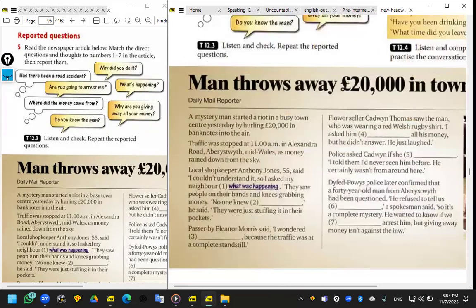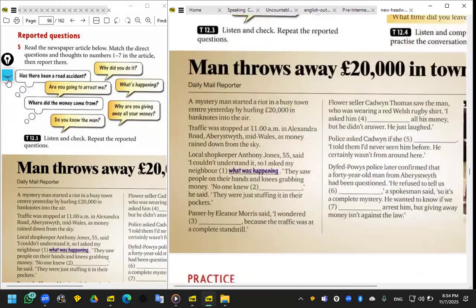Yes. And I'm going to give you 1 minute to read and try now to match the thoughts and the questions to numbers 1 to 7. So these are the numbers, guys. This is 3, this is 7. Okay. So you have to match them. But absolutely, I'm going to give you your own time to read just to be able to understand the article first. So please start.